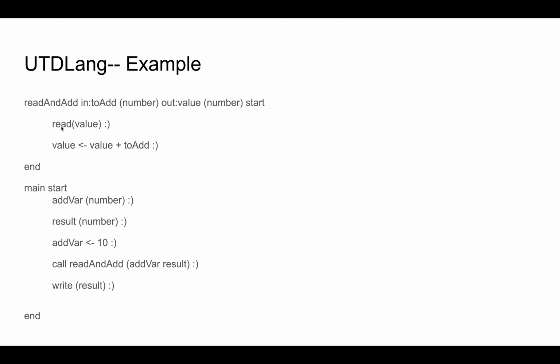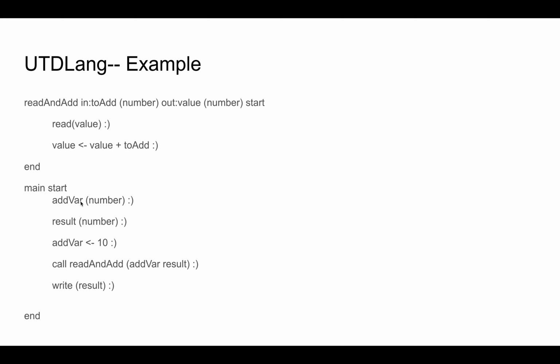The first statement is a read statement, which takes in a parameter called value. The next line is an assignment statement, and on the right-hand side is an addition expression, which adds the value and toAdd. Then there is the main routine. You see the start and end pair here, that enclose the body of the main routine.